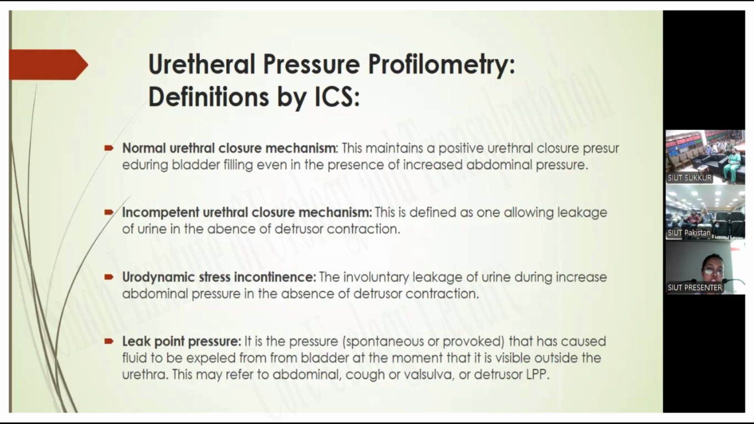A normal urethral closure mechanism maintains a positive urethral pressure during bladder filling even in the presence of increased abdominal pressure. Incompetent urethral closure mechanism is defined as one allowing leakage of urine in the absence of detrusor contraction. Urodynamic stress incontinence is involuntary leakage of urine during increased abdominal pressure in the absence of any detrusor contraction. And leak point pressure we already discussed.